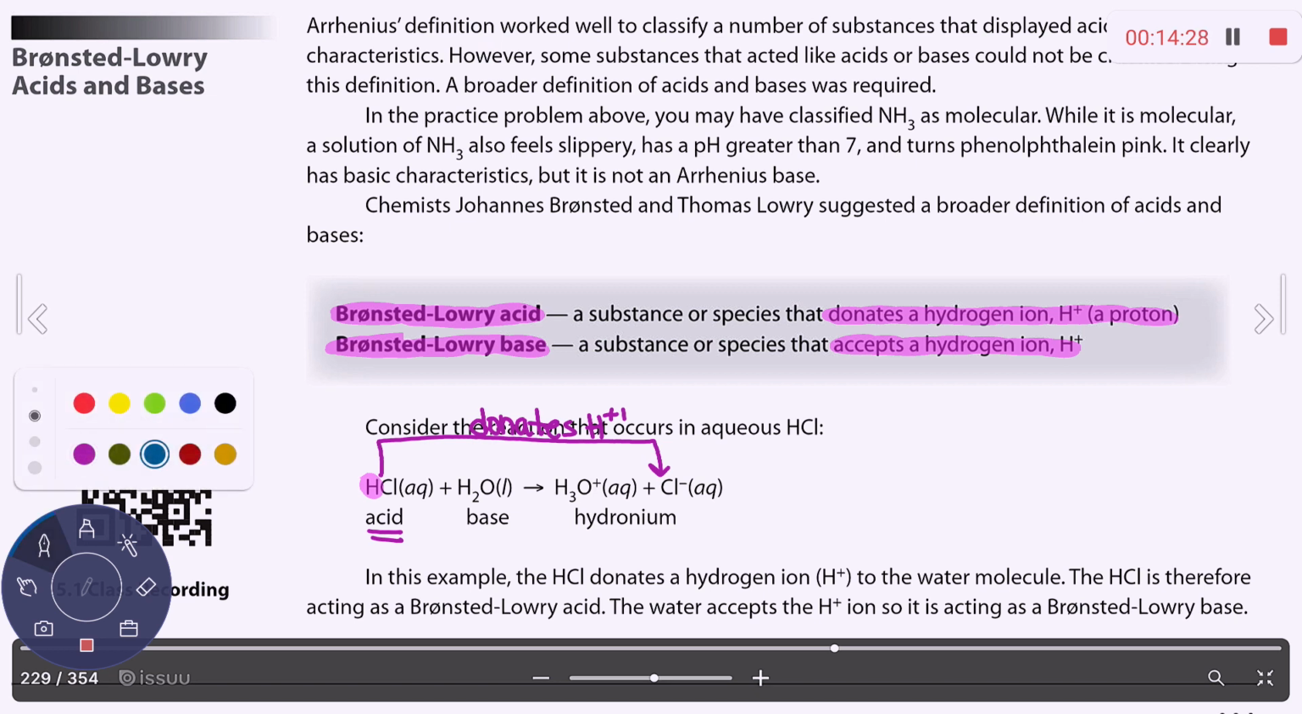Then when I partner up the H2O with the H3O plus on the right-hand side, you're going to notice that we went from H2 to H3. So that means we were accepting a hydrogen from something else. And according to Bronsted-Lowry, that makes H2O a base. Typically, we only write acid and base on the reactant side, and then we label the products something else.